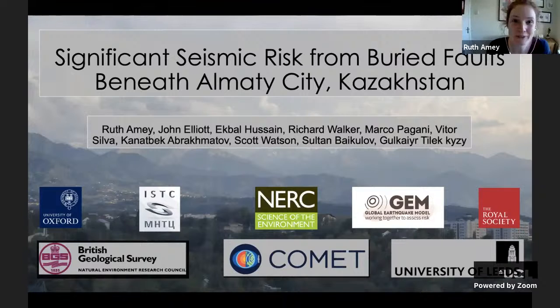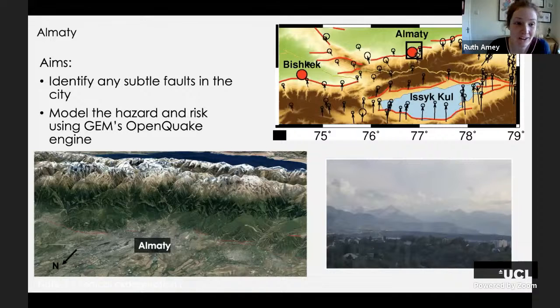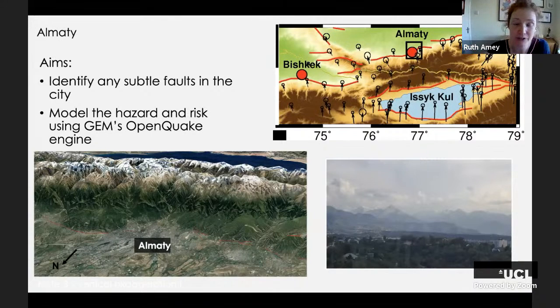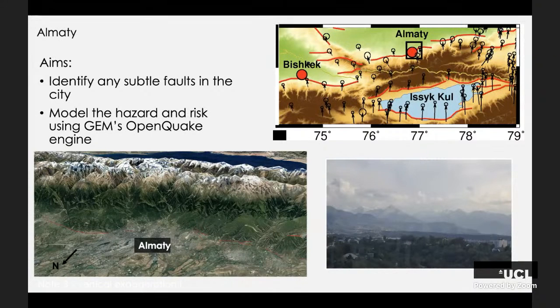Thank you. So I'm going to talk today about seismic risk to Almaty. Almaty is the largest city in Kazakhstan in Central Asia. As you can see from the photograph and the Google Earth image at the bottom of this screen, the city extends right up to the mountain range front. There have been a number of large historical earthquakes that occurred in these high mountains, but what we're particularly interested in is identifying if there are smaller splays in the city of Almaty that we might be able to identify.